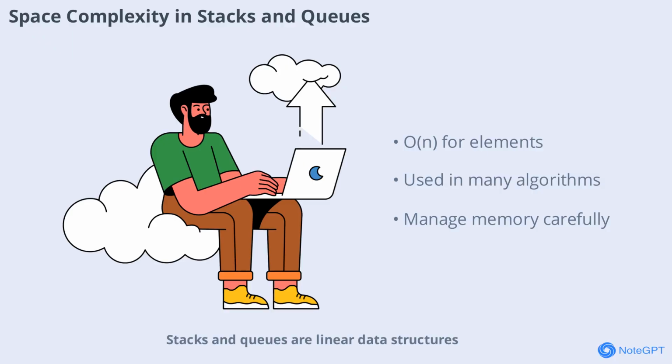Stacks and queues are linear data structures that require O(n) space for n elements. Algorithms that use these structures, such as breadth-first search, need to account for their memory usage. Efficient implementation and careful management help keep space complexity under control.